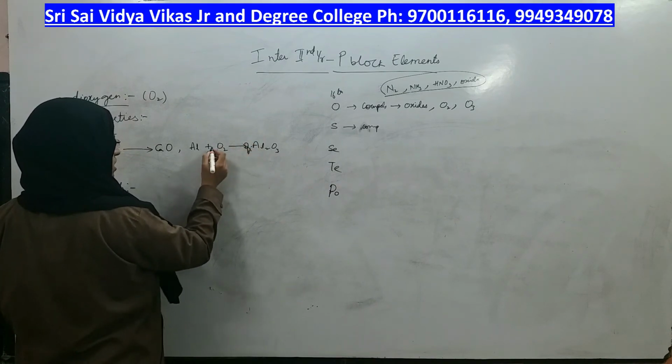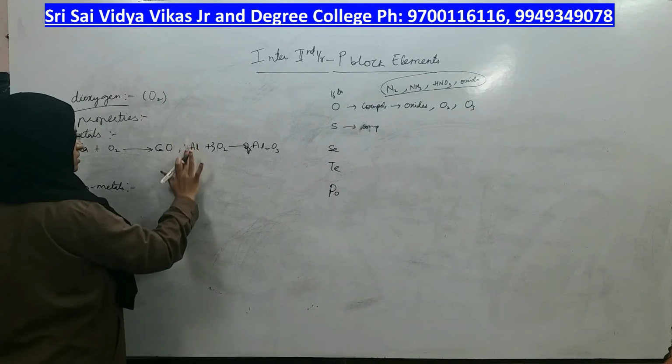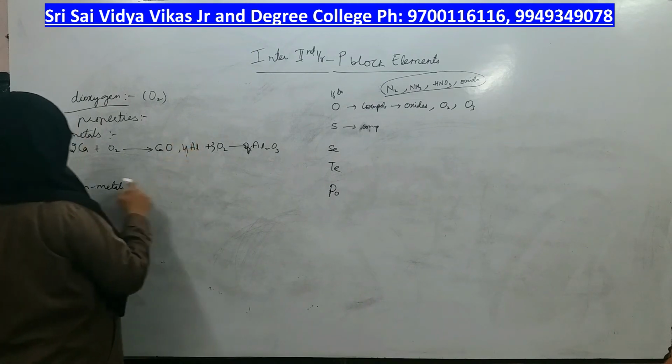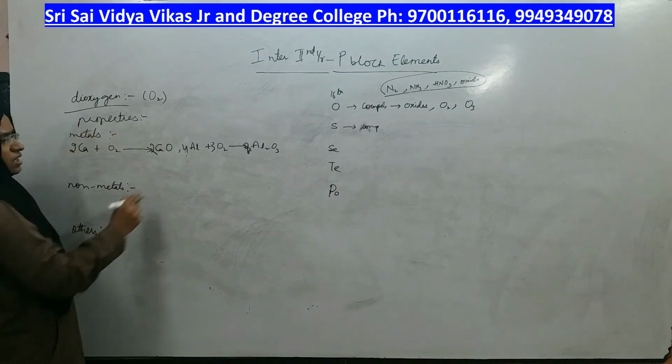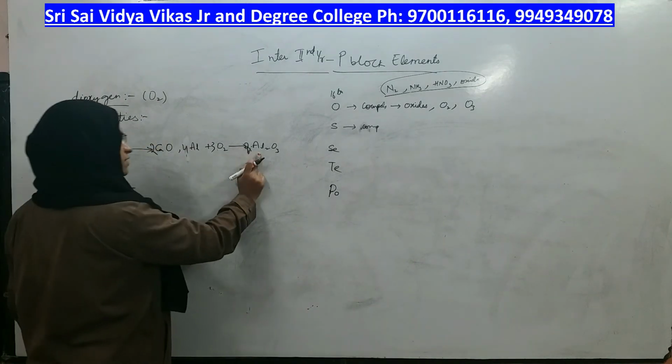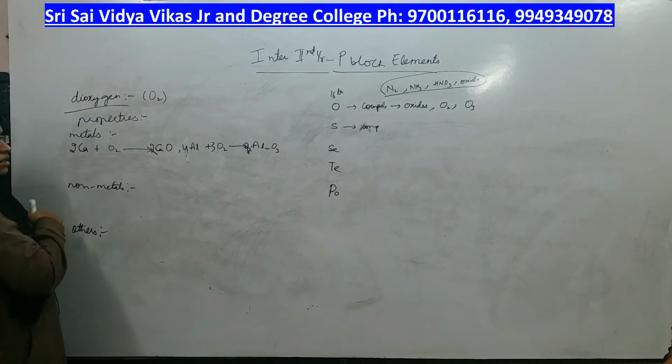Al2O3 is the oxide which has to be made for aluminium. Calcium reacts with oxygen to give calcium oxide. Aluminium reacts with oxygen to give aluminium oxide. Right. These are metals. Shall I take non-metals now?